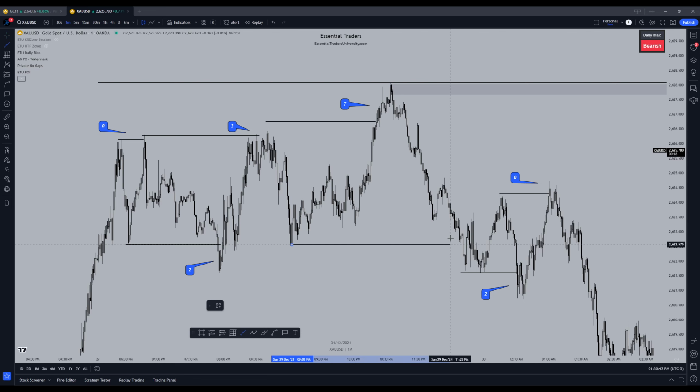So right here is 0. This would be 0, 1, 2, 3. This is where it gets kind of complicated, because there's a complex pullback here that's a fake out, right? Making a fake change of character. Would you really count these extra candles here? Would you really be holding through all this? That's another question you have to ask yourself.